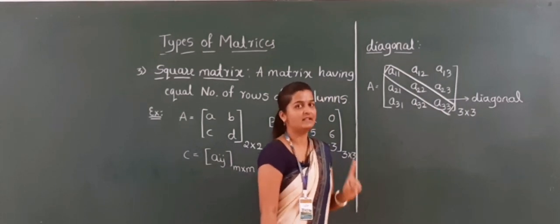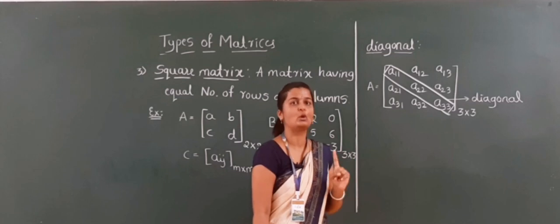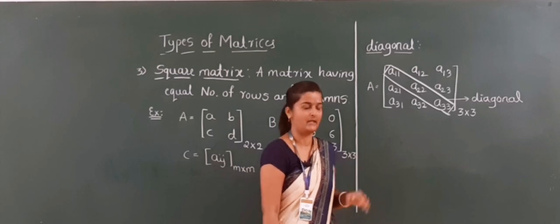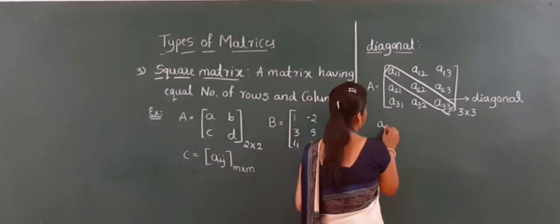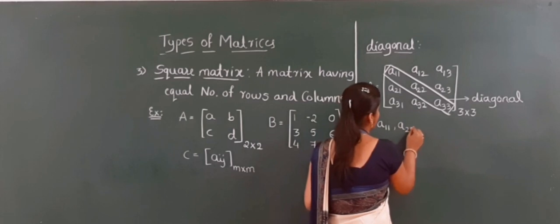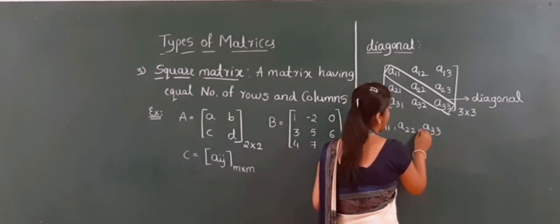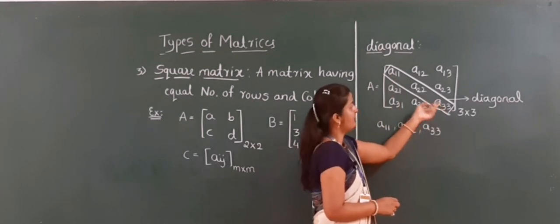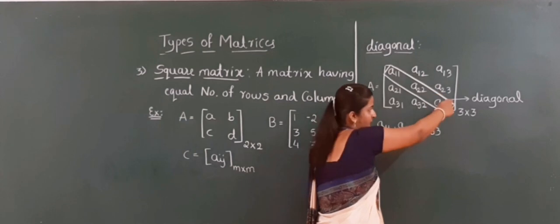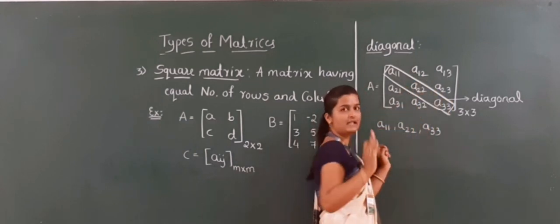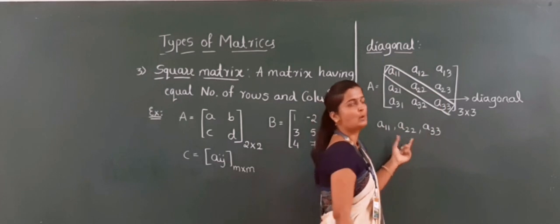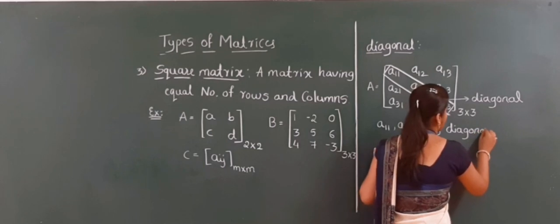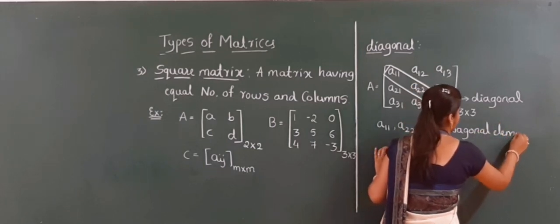Okay, and please remember that we can draw a diagonal only for a square matrix. Getting? Only for a square matrix, remember. Now see here, in this matrix a11, a22, a33 are the elements which are present in the diagonal. In this diagonal, there are a total of 3 elements. These elements are known as diagonal elements. Okay.